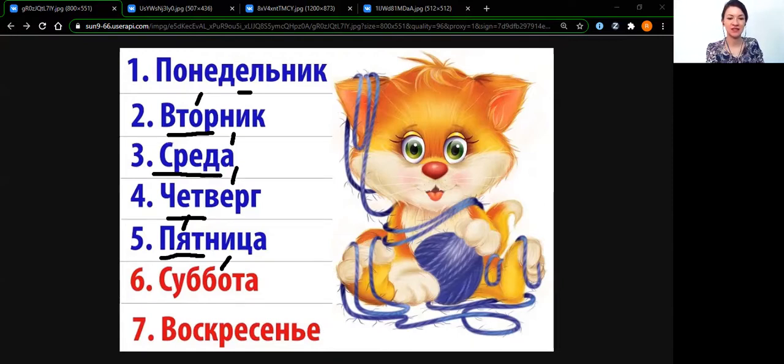And the last one, and the most difficult one, воскресенье. This word is connected with the Christian religion, and it is the day when happened the resurrection of Jesus Christ. Воскресенье. This word itself means resurrection.